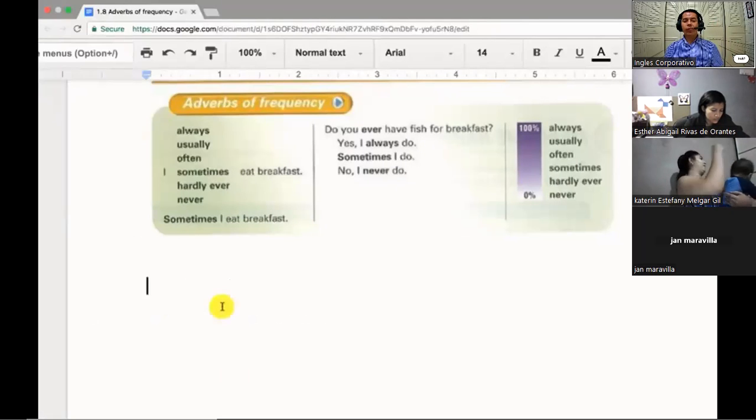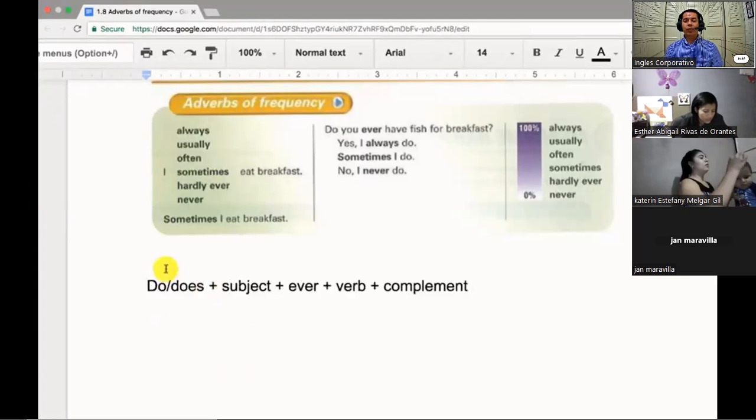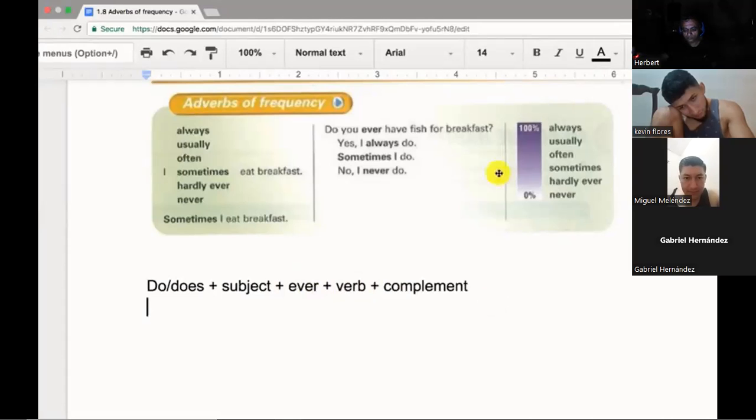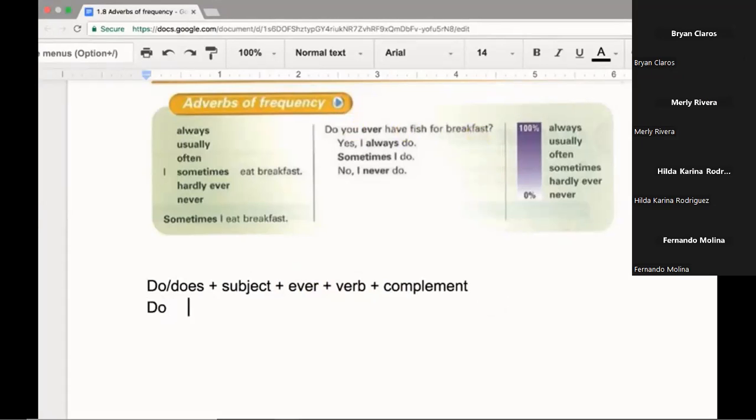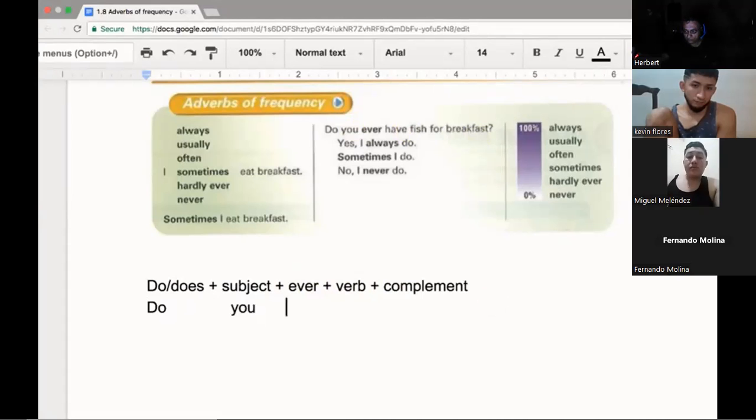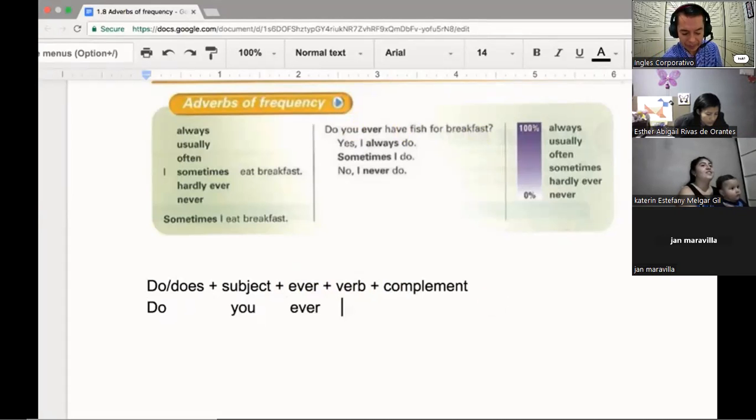The last point that I would like to touch in this class is how to form questions and answers about frequency. Let's start by understanding how to form questions. You may follow this formula, auxiliary do or does, plus the subject, plus ever, plus the verb, plus some kind of complement. Let's take a look at the example question now. Do you ever have fish for breakfast? The auxiliary verb is do. After that, we have the subject, you. Then we will add ever. Next, we will add the verb have. Finally, we need to add a complement, fish for breakfast.